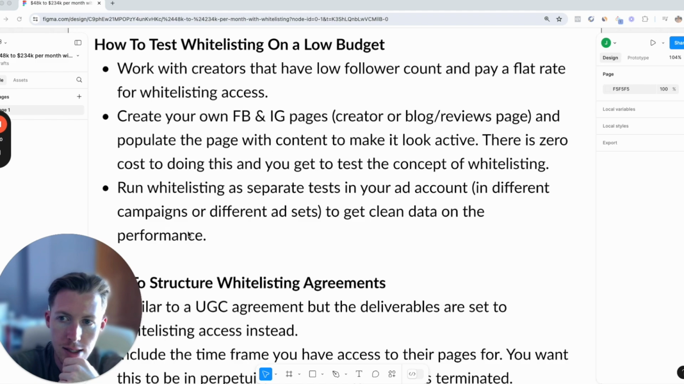And the third way to test this is to run whitelisting as separate tests in your ad account, in different campaigns or different ad sets, just to get clean data on the performance. This is more for organization when you're running these ads: don't jumble them together, and don't make them compete against each other in the same ad sets. Separate them out and get clean data, because you also want to understand not just does the concept of whitelisting work for you, but what kind of whitelisting pages work for you, okay?